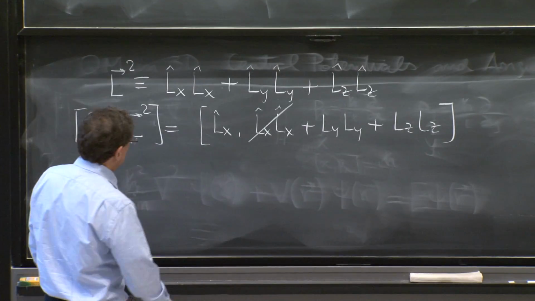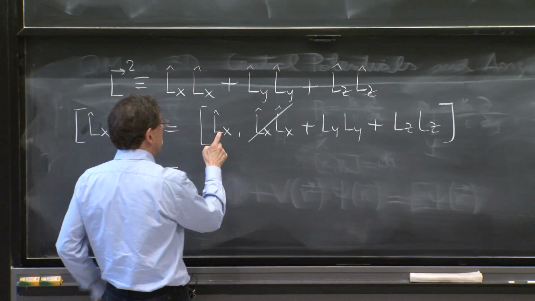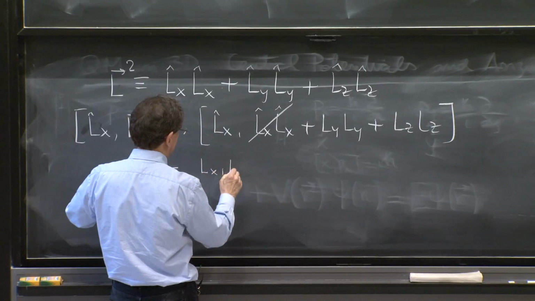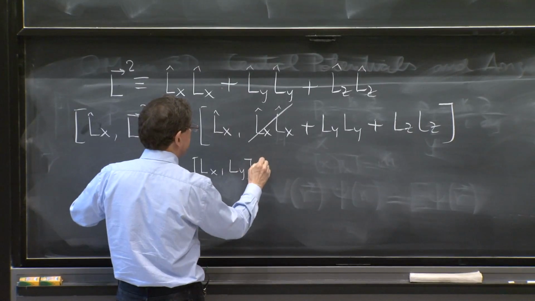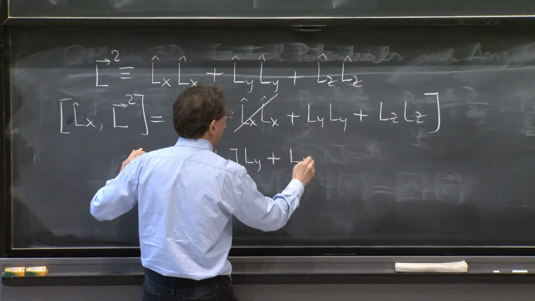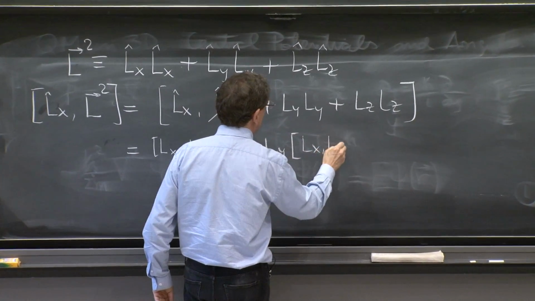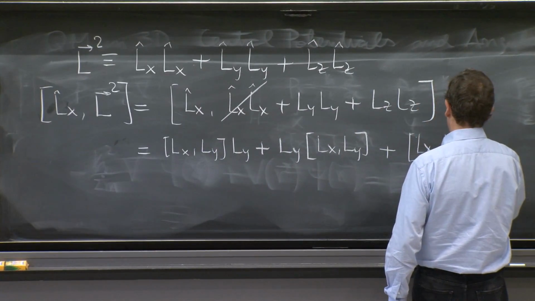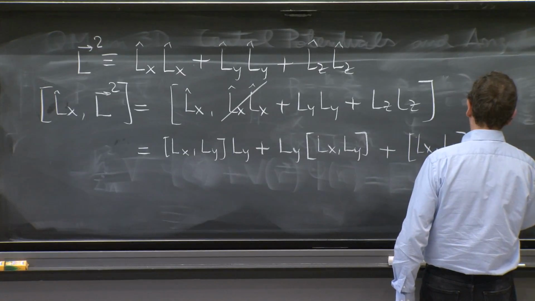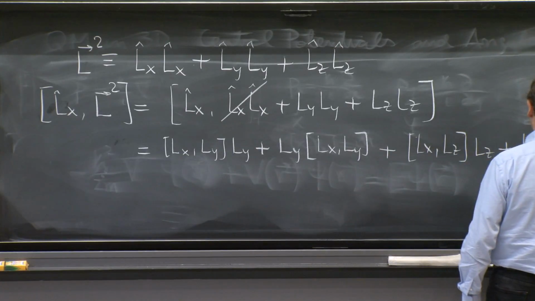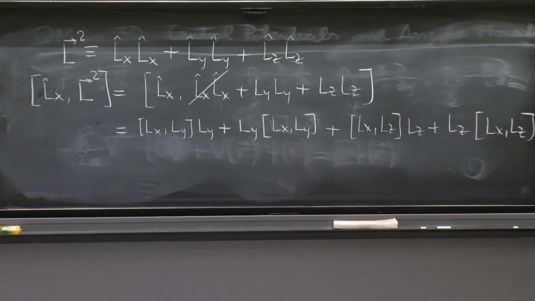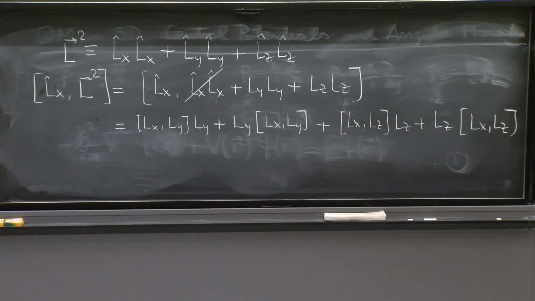So let's do the distributive law. So this would be an Lx Ly Ly plus Ly Lx Ly. This is from the first. Plus Lx Lz Lz plus Lz Lx Lz. And you know, if you don't put these operators in the right order, you don't get the right answer. So I think I did.